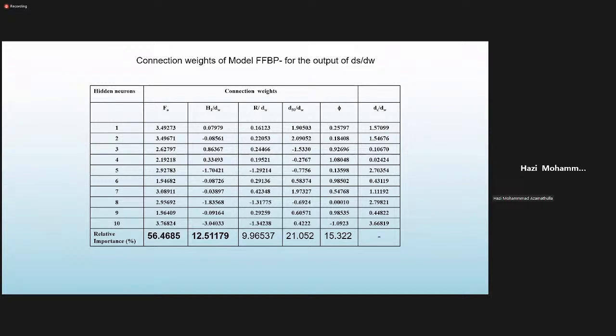This is what I have done. It means neural networks are not a black box model; I have proved that. It means extraction of knowledge from the trained model. Okay, clear. Okay, next please.